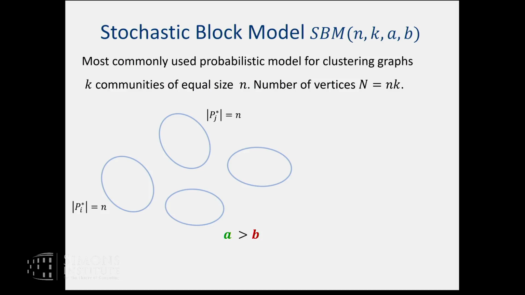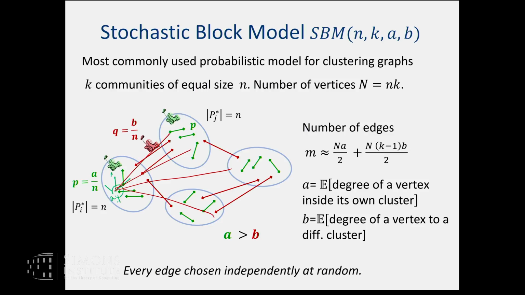You can also generalize this to k-way partitioning, where there are k communities of equal size n. So the total number of vertices is n times k. So it's a very symmetric setting. And again, edges inside these clusters are present with probability p, which is a over n. And edges across clusters are present with probability q, which is b over n. And a is greater than b.